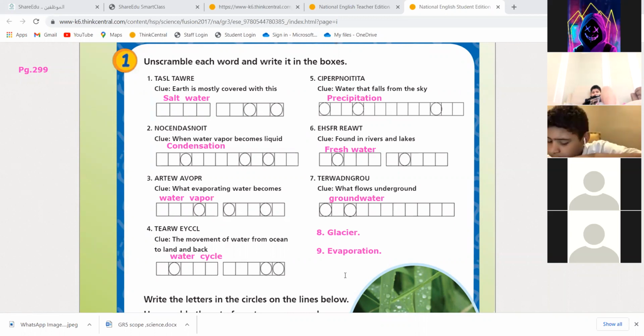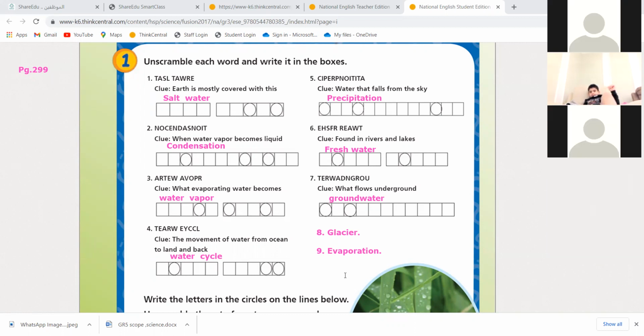Miss, why today do we have two science? Because Miss Dina is absent. Okay. And we are going to write down whatever we finish in this class. Miss, when we finish the page in this class, can we play? I don't think we can finish early in this class, but in seventh period, yes, if we finish. Yes, of course. When we finish, of course, we can play.